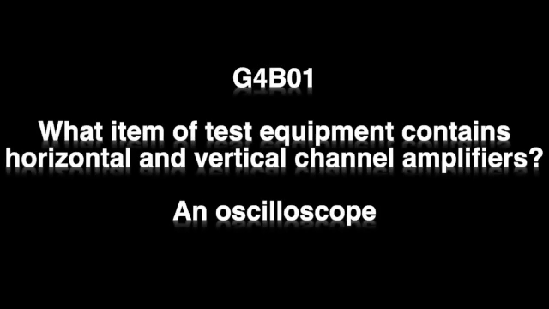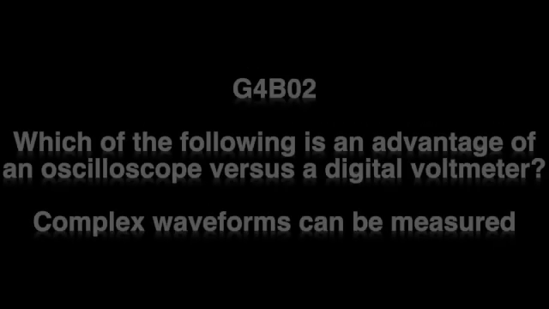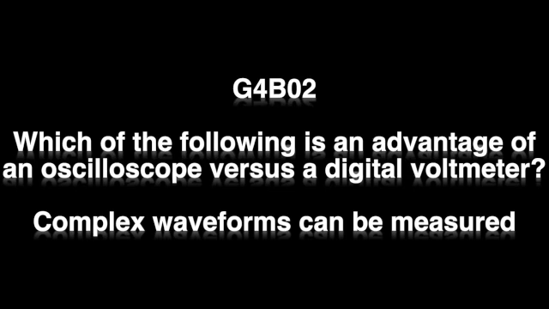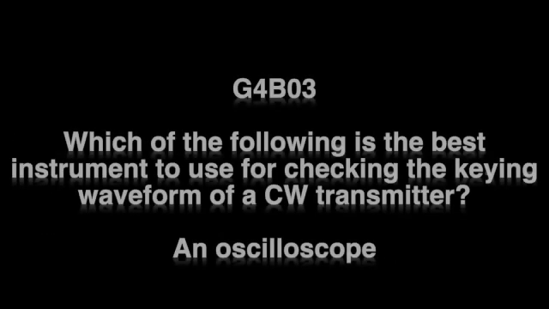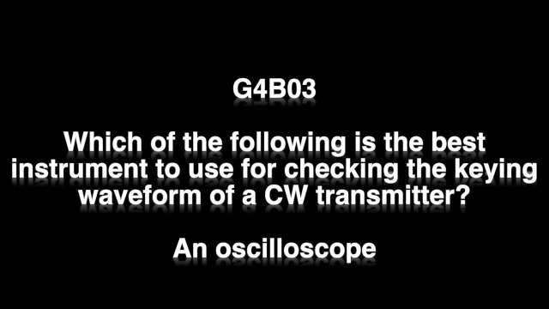G4B01. What item of test equipment contains horizontal and vertical channel amplifiers? An oscilloscope. G4B02. Which of the following is an advantage of an oscilloscope versus a digital voltmeter? Complex waveforms can be measured. G4B03. Which of the following is the best instrument to use for checking the keying waveform of a CW transmitter? An oscilloscope.